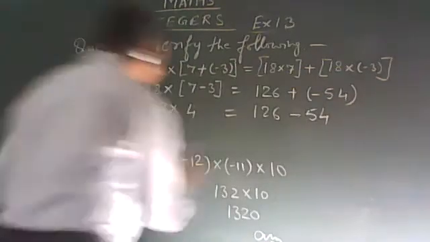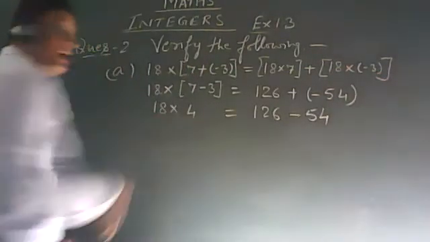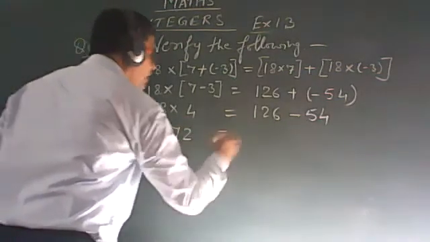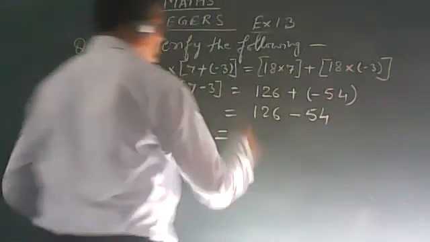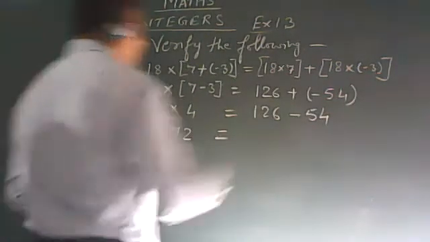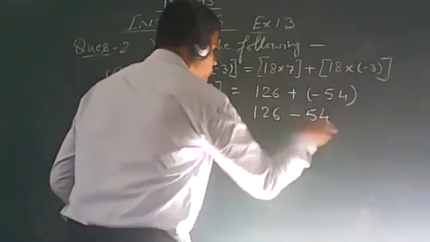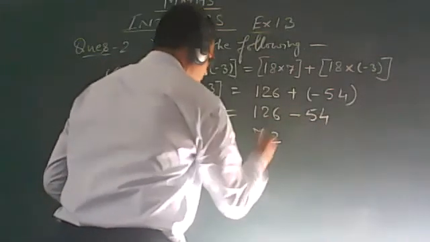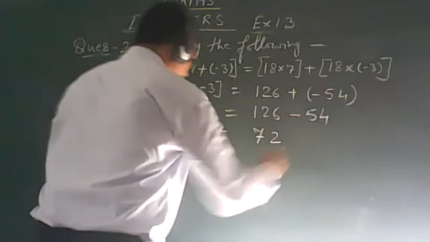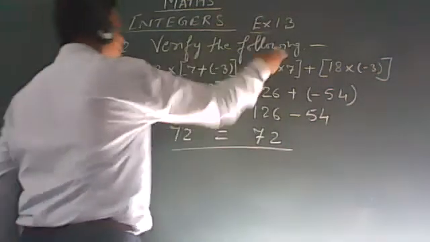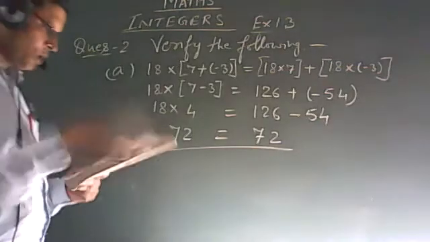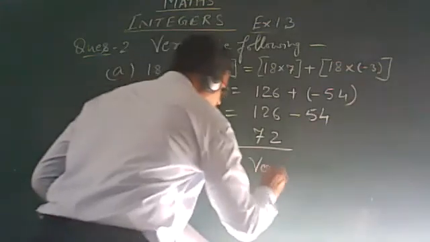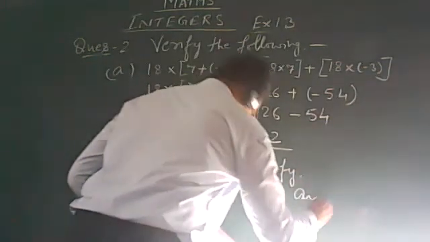Now 18 fours are 72, and we subtract: 126 minus 54 is 72. Both the numbers are equal. Therefore, it is verified. It is hence proved, or you write it's verified. Fine, and that is our answer.